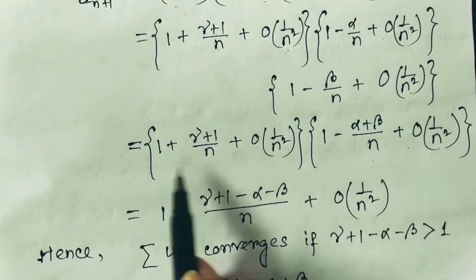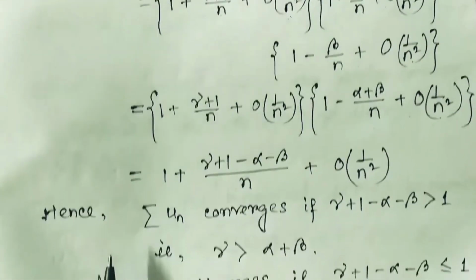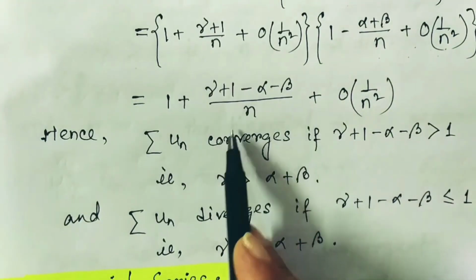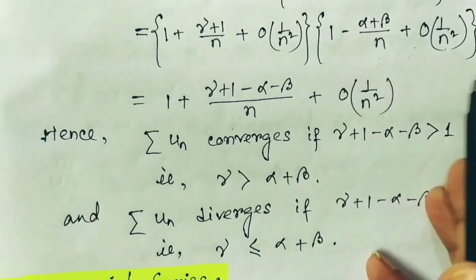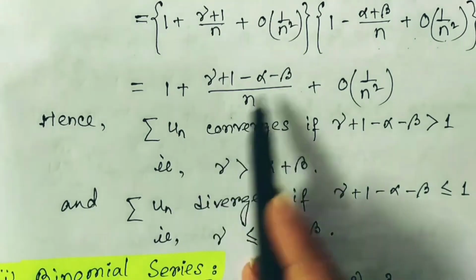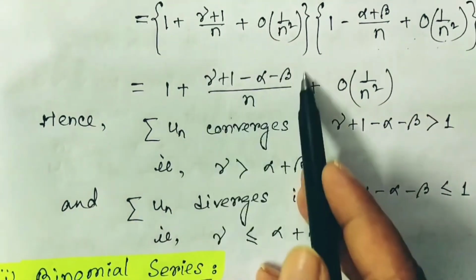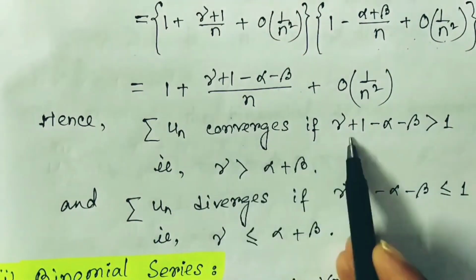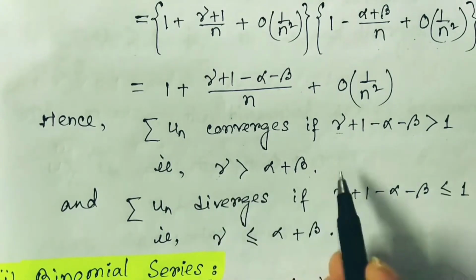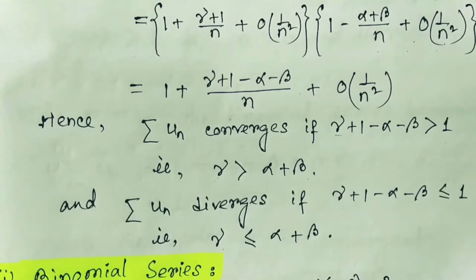After doing this, we again multiply these two. After multiplying these two, we will find it is 1 plus gamma plus 1 minus alpha minus beta by n plus again the order of 1 by n square. Actually, we are going to neglect the higher order of 1 by n square and above. So finally what we will get from here is that the series converges when this one, that means our alpha, entire alpha is this one. So we will say that when this one is greater than 1, that is gamma is greater than alpha plus beta, the series converges, and when gamma is less than or equal to alpha plus beta, the series diverges.